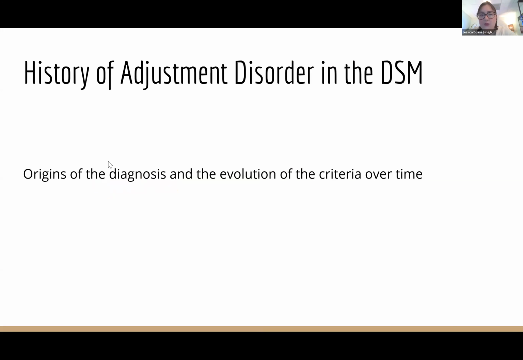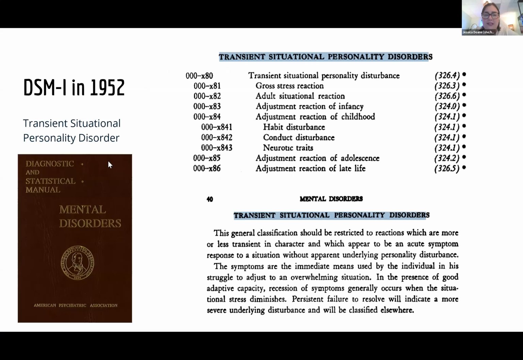So, starting out, I mentioned we're going to go through the history of adjustment disorder through the DSM, the origins of the diagnosis, and the evolution of the criteria over time. As I mentioned in the very beginning, this part of the research was very, very fascinating, just to see how this particular diagnosis started out, where it came from, what the roots were, and then how it's ebbed and flowed over time. Starting us out first with the DSM-1, this was published in 1952.